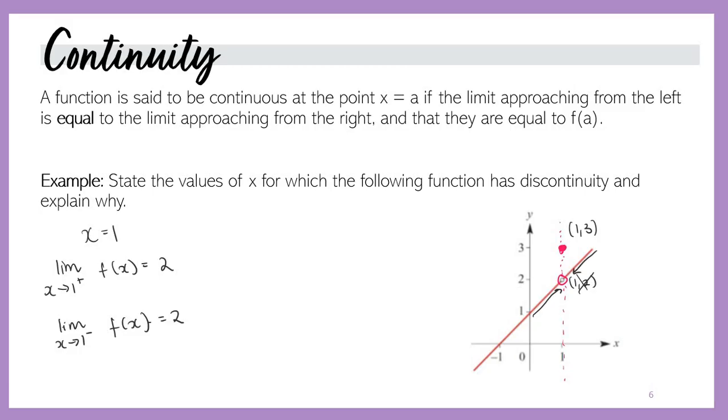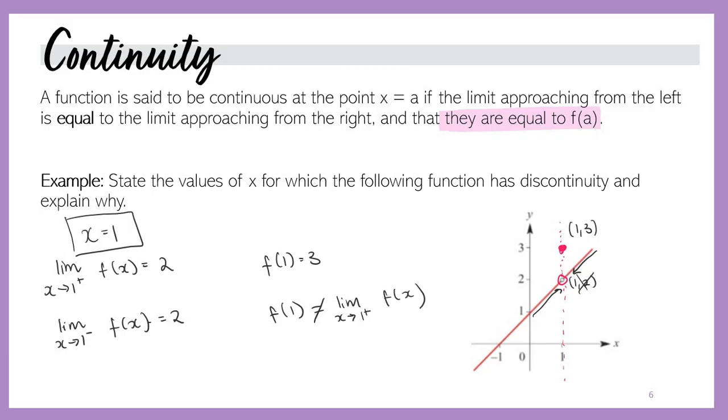The problem with this function not being continuous is this other condition here, that they are both equal to f of a if I subbed in the value. And what we can see here, because of that jump, is that f of 1 is actually equal to 3. So we're discontinuous at x equals 1 because f of 1 is not equal to my limits, right?